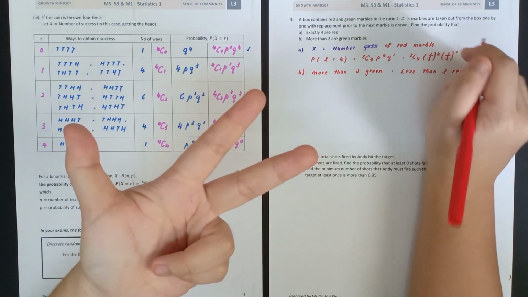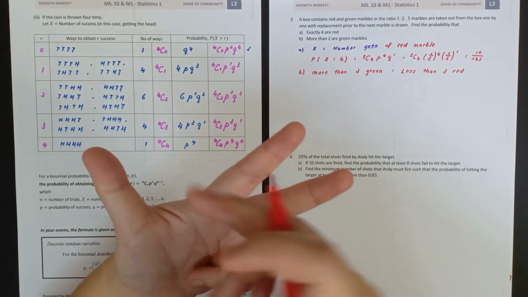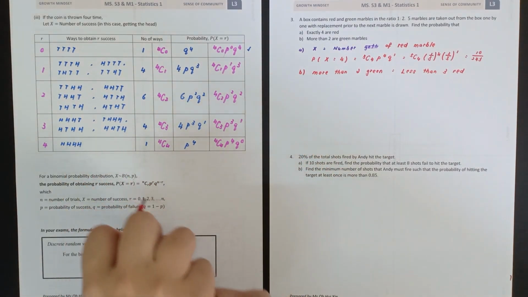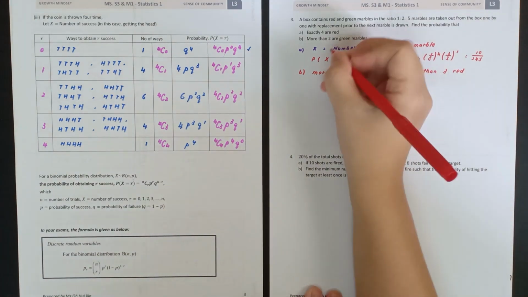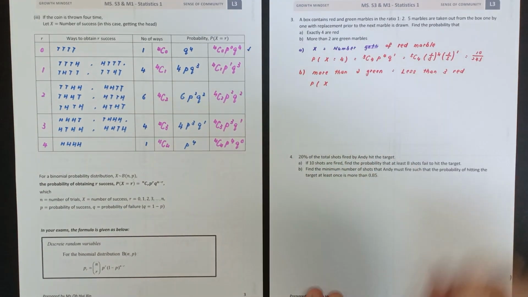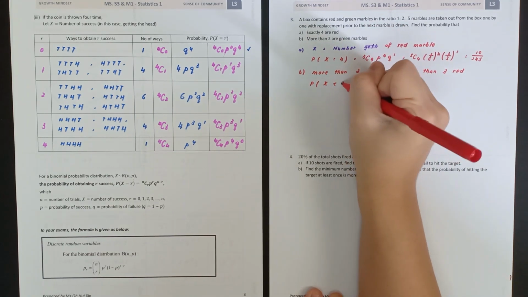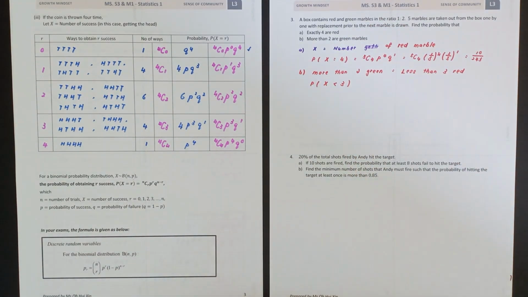So for my red, if you have 3 green, then how many red do you have? 2. If you have 4 green, then how many red? 1. If you have 5 green, then you have 0 red. So basically more than 2 green means less than 3 red. Do you get it? The total is 5 marbles. So you can find it by using the probability for X less than 3, smaller than 3. Is that okay? That's the first way that you can do it.